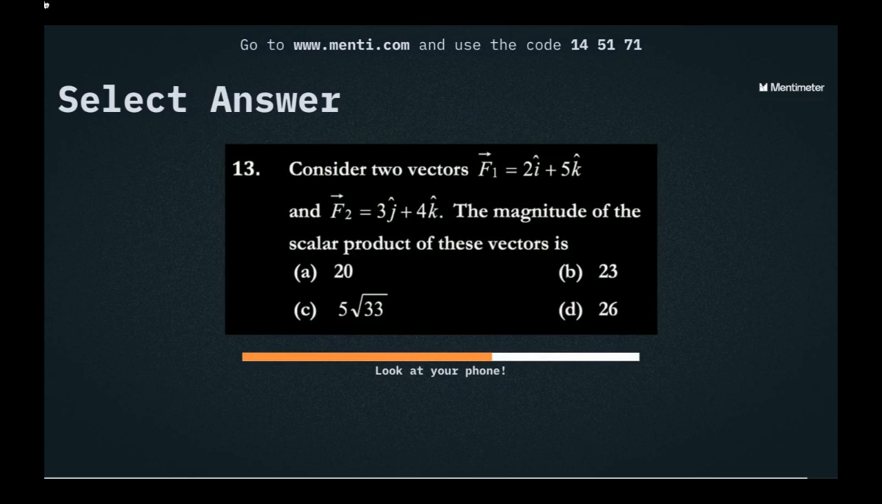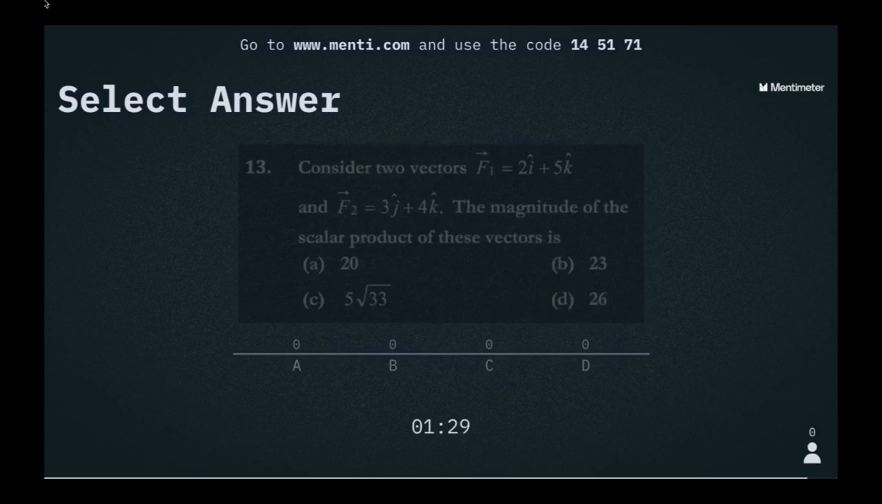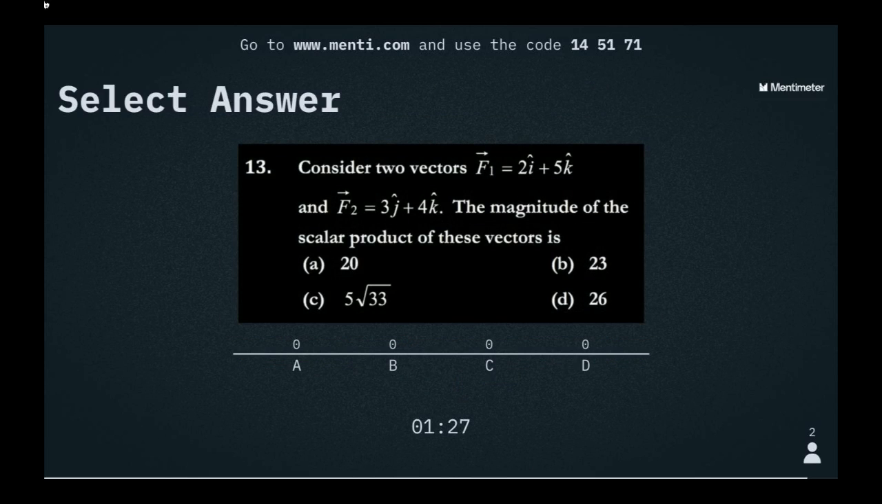Consider two vectors, F1 and F2. The magnitude of the scalar product of these vectors is.